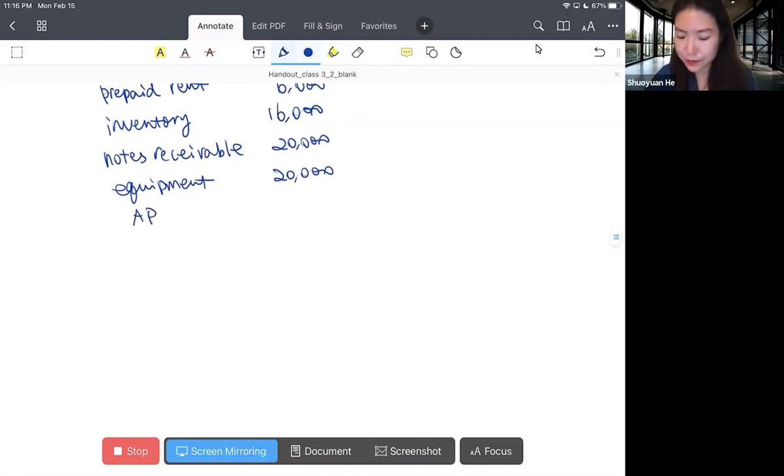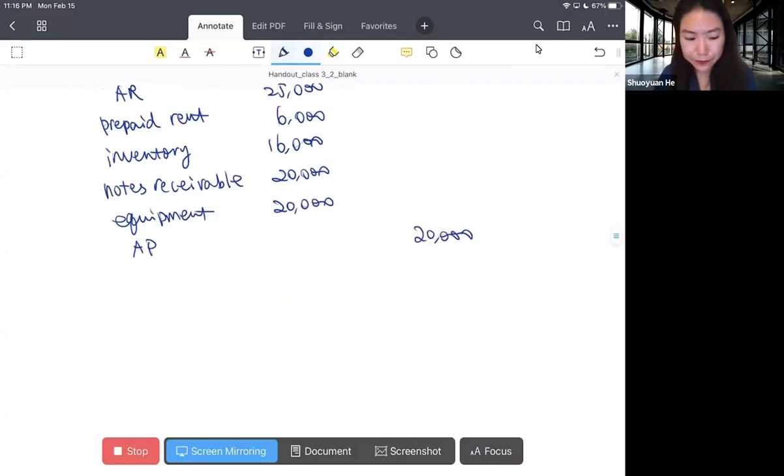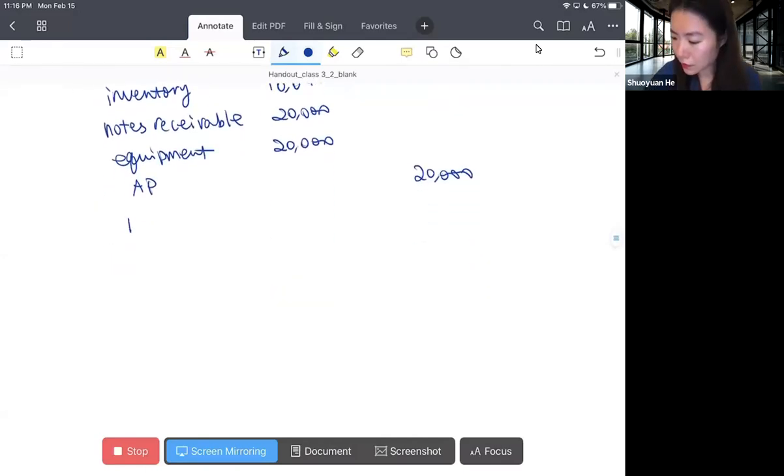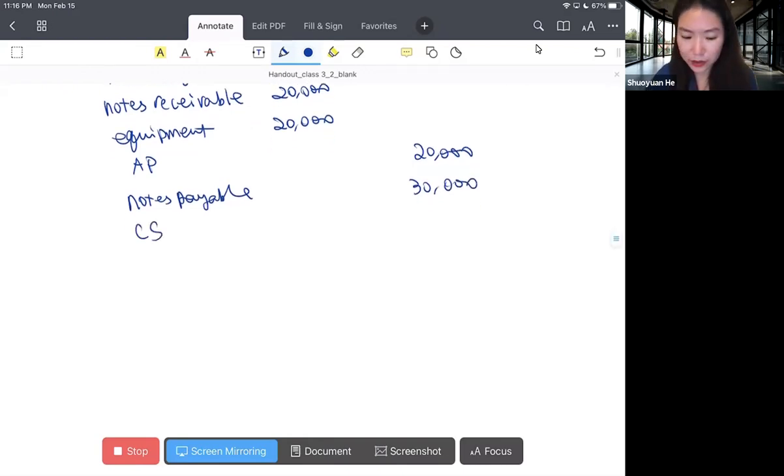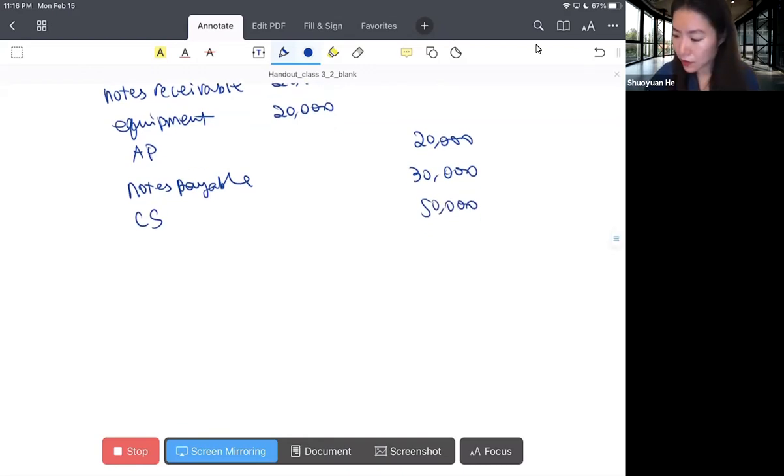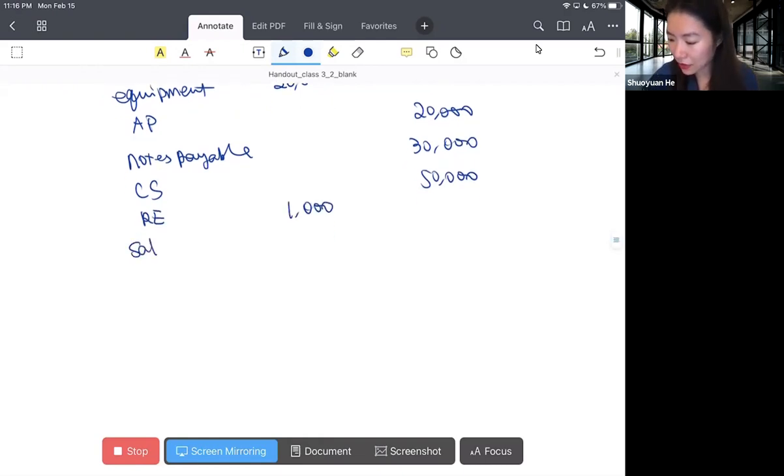Accounts payable 20,000, which is at the credit side. Notes payable 30,000. Common stock 50,000. Retained earning 1,000 at the debit side, and sales revenue 40,000.